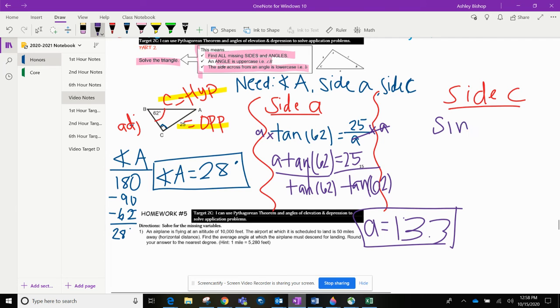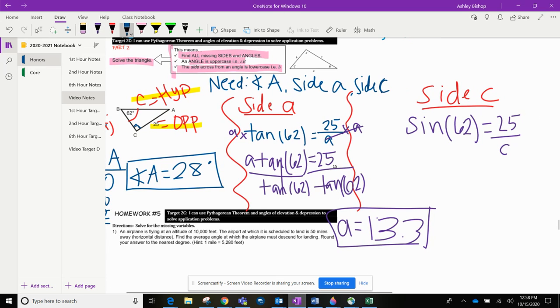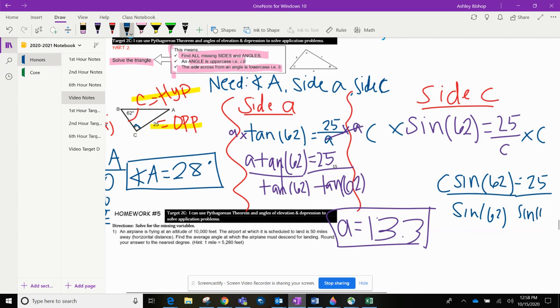So I'm going to use sine of my angle, which is 62, is equal to 25 over C. 25, now my opposite over my hypotenuse. And then I can solve for C the same exact way, multiply both sides by C. C times the sine of 62 is equal to 25. Divide by the sine of 62. You should get C is equal to 28.3.